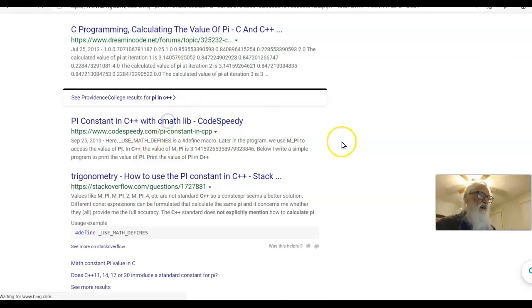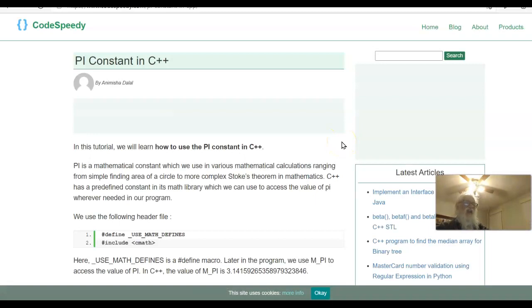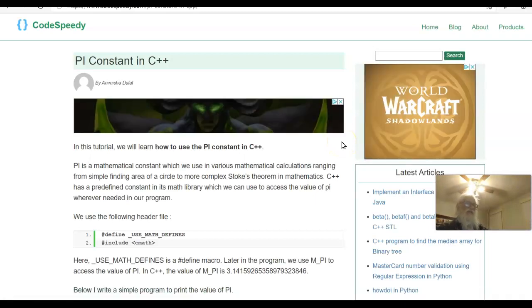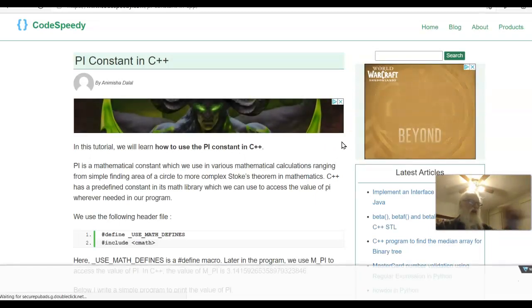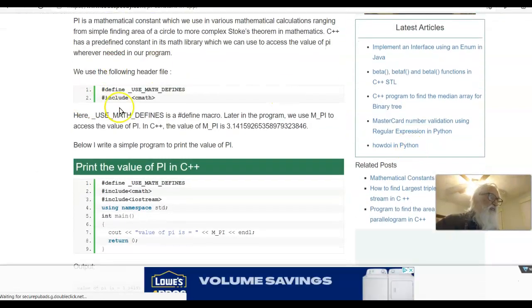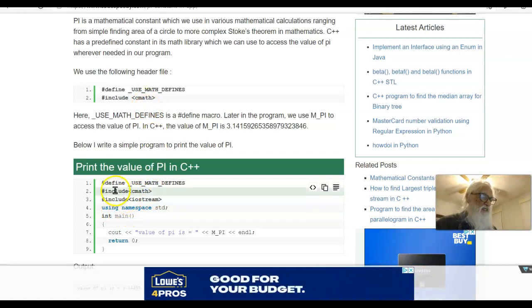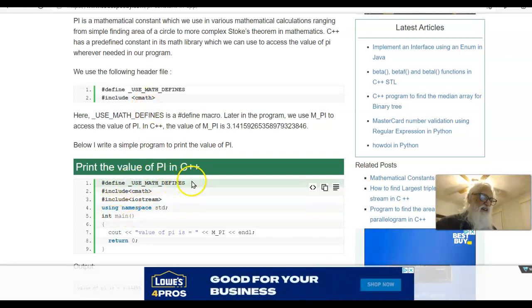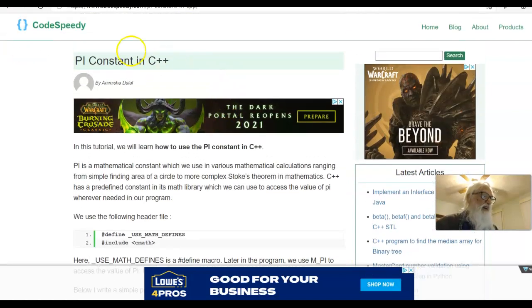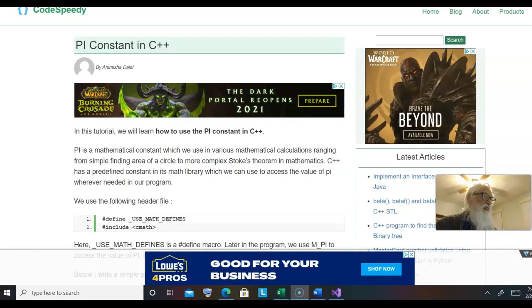It says pi constant in C++. Now we have to include C math, and it also says we should define use math defines. Well, that's one way. I'm not sure it's the only way. I'm going to try a little something else just to see if I might get it to work.